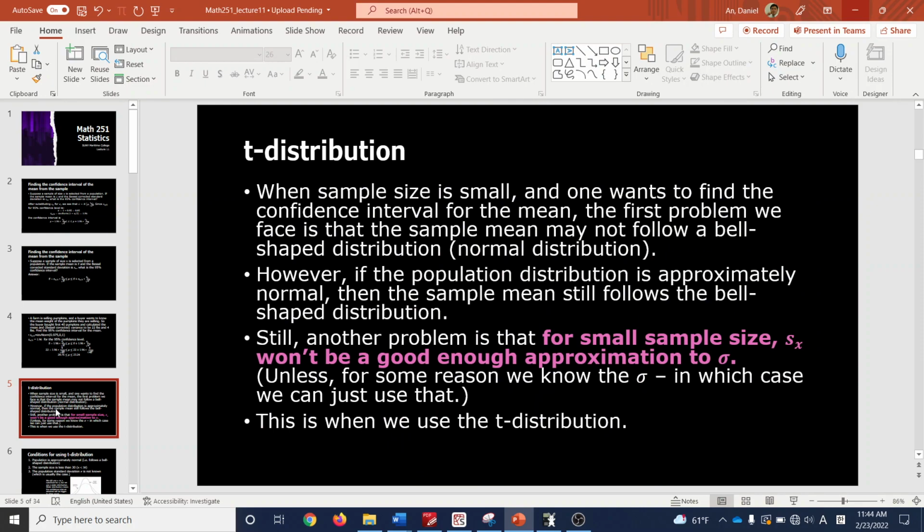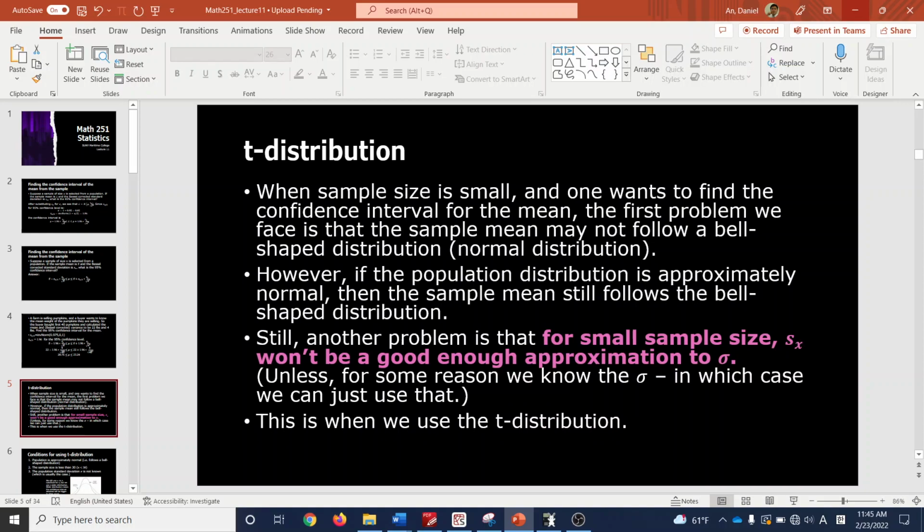Okay, so here's what happens when your sample size is small. When sample size is small, there are two problems. One is your original population distribution may not be normal, and the mean value wouldn't be following a normal distribution, which is not good. Because if it's not, then we have little idea of what to do.